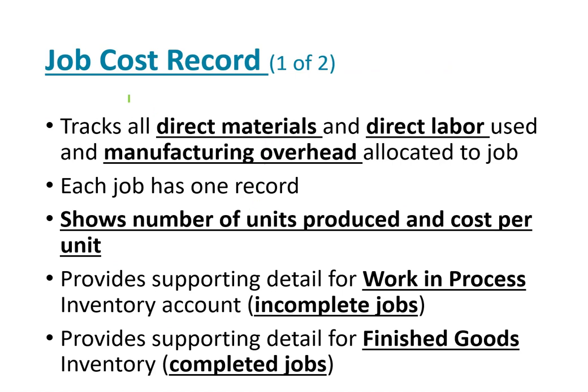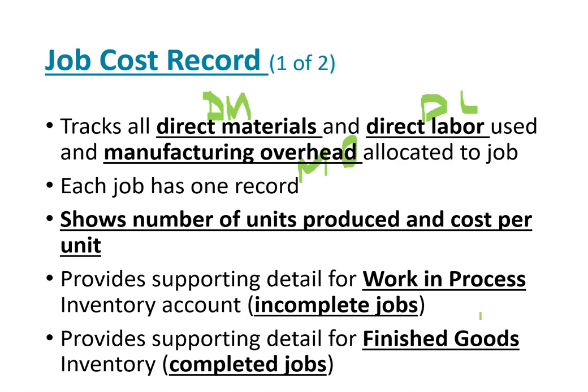So what we'll do then is each job will have what's called a job cost record. And on there, we will have a record of our direct materials, our direct labor, and our manufacturing overhead, which, if you remember from the other chapter, chapter 2, are the three costs that go into the production. Each job has one record. It's going to show the number of units produced and the cost per unit.